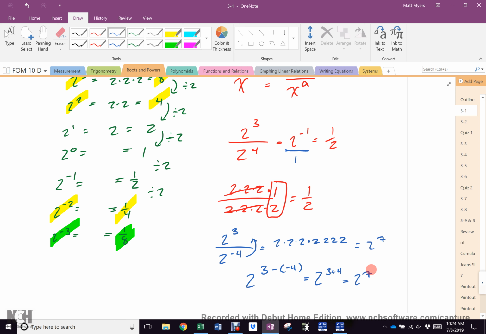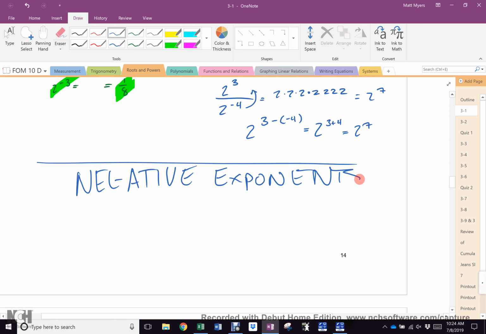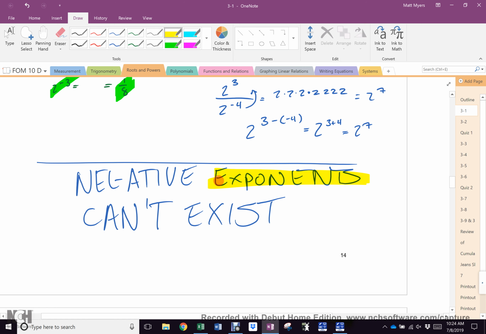I can't think of another way to show you why this works. But what do you take away from number 7 here? This is what you take away from number 7. Negative exponents can't exist. You have to move them. What is that word right there? Exponents. It only applies to exponents.